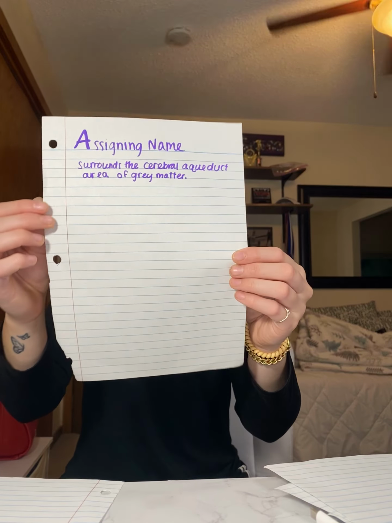A, assigning the name, that's really easy because if you can remember the anatomy, like I told you, it surrounds the cerebral aqueduct, and it's the gray matter. So, periaqueductal gray, that's how I got the name. And then lastly, I just want to include how long it is so you could think about it in real life perspective. So the length, it stems from the brainstem about 14 millimeters long.